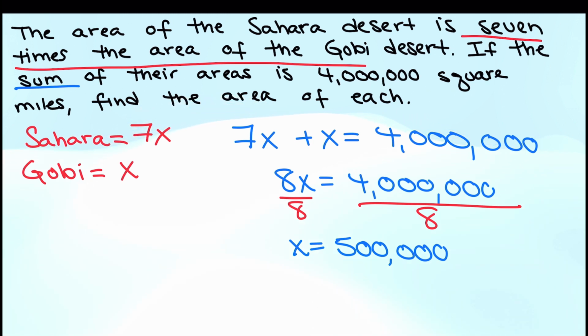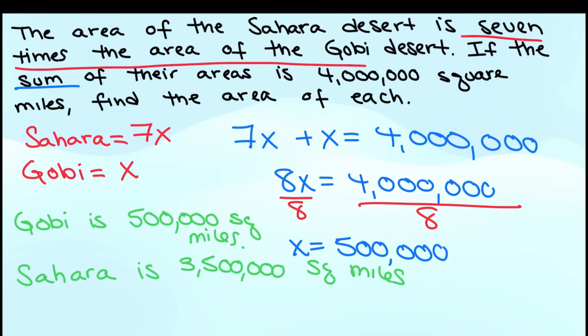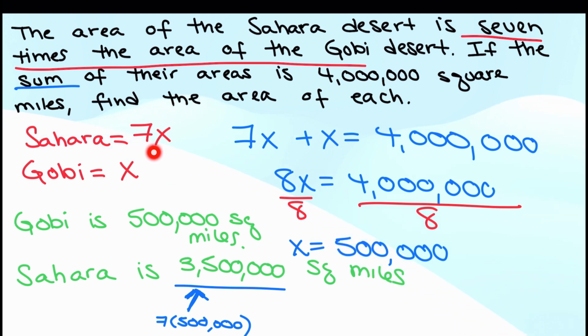Now let's see, in this problem, we're technically not done because the problem says find the area of each. And if you look over to the left, we said that the area of the Gobi Desert is x, so that's the 500,000. So Gobi Desert is 500,000 square miles. But then to get the area of the Sahara is 7 times x. So I'm going to take 7 times 500,000. That's 3,500,000. And that is the area of my Sahara Desert.